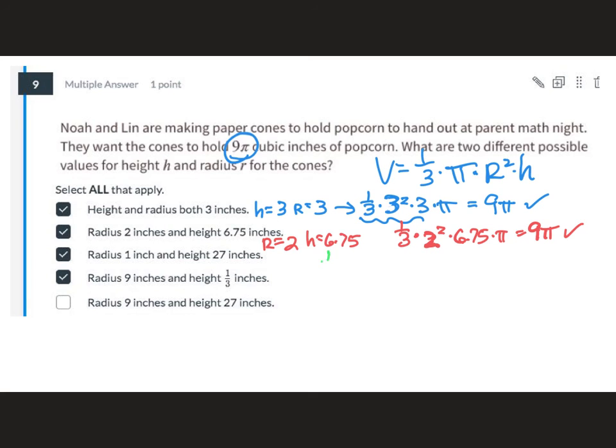Again, let's put it in. So we have 1/3 times 1 squared times 27. Pi symbol sits there. You get 9. Pi symbol's there. Is that what we're looking for? Yes.